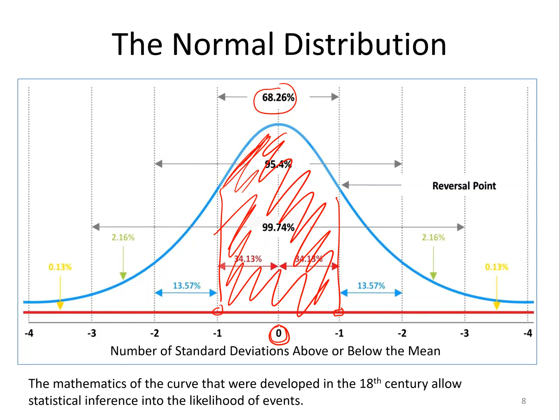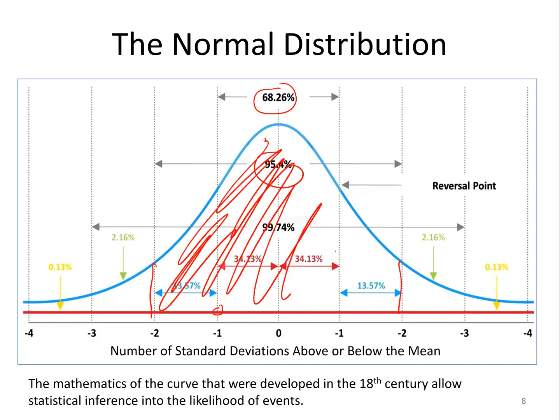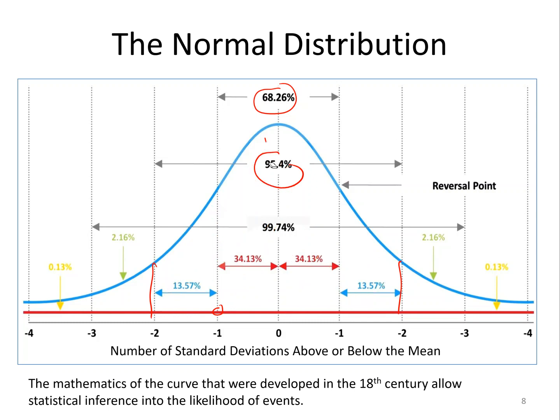The sum of the entire area under the entire curve is 1. So I can make an assumption that 68.26% of the time I'm within plus or minus 1 standard deviation. If I look at plus or minus 2 standard deviations, I would have the area here, and that would be 95.4% of the time. And if I look at plus or minus 3 standard deviations, that would be 99.74%. So think about the usefulness.